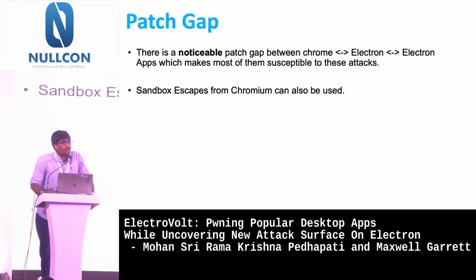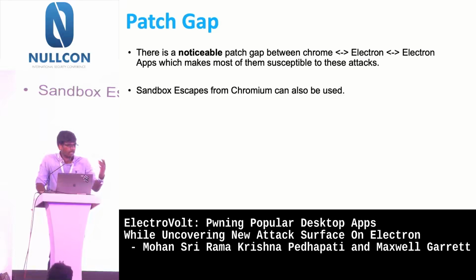So there is a noticeable patch gap between Electron applications and Chrome, because if there is a JIT bug in V8, Chrome updates immediately. But Electron takes some time to update the Electron version. And also the actual Electron applications like Discord are so backlogged, they won't update for this JIT exploit, which means all of the Electron applications you use are vulnerable to JIT exploits in V8. So you always have a renderer exploit.